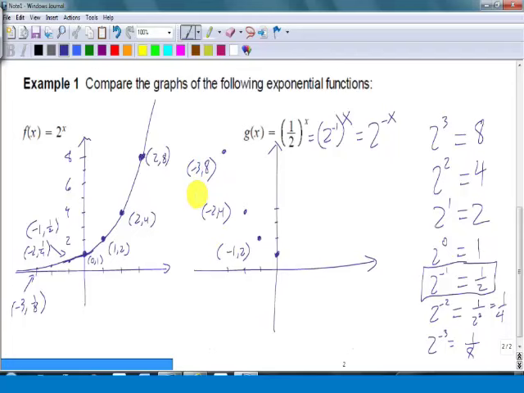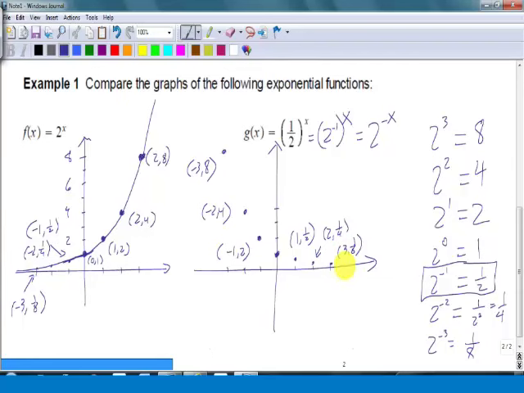And let's see, negative 1, 1/2 certainly ought to go to the point 1, 1/2. I would like to believe that if we take 1/2 and raise it to the first power, we get 1/2. And let's see, negative 2, 1/4 goes to positive 2, 1/4. And negative 3, 1/8 goes to positive 3, 1/8.